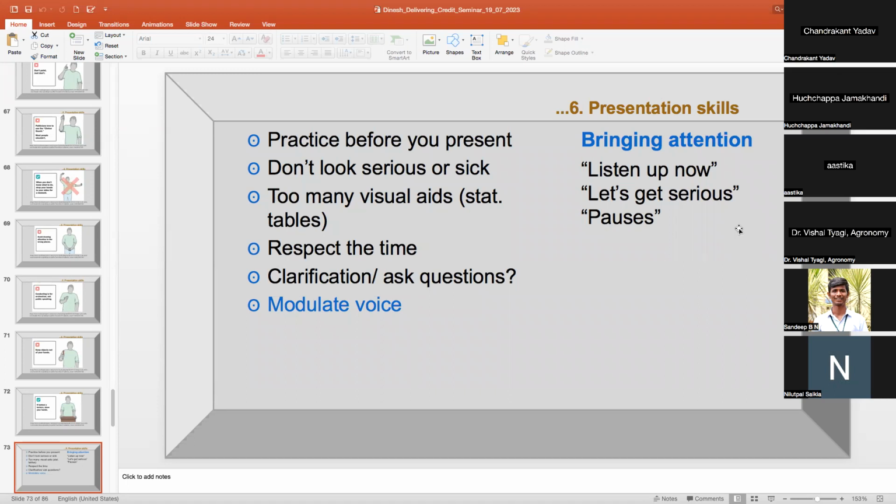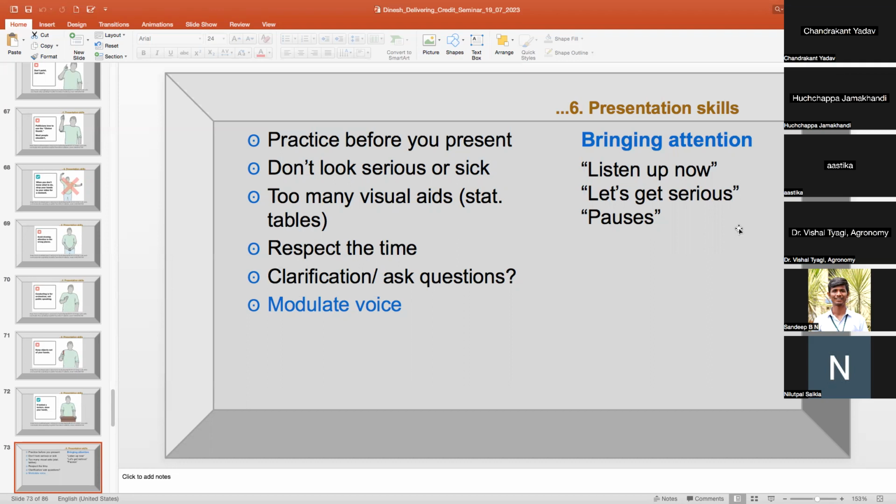Respect the time. It is also important that we should respect the time. Today, I could not respect the time, but we try to respect the time. Many times, your seminar is for 30 minutes or 40 minutes. Just finish everything in that time. So audience will be happy. If you stretch it beyond the time, it is never good. So try to be in time, and clarifications or questions will be asked. So don't worry about it.